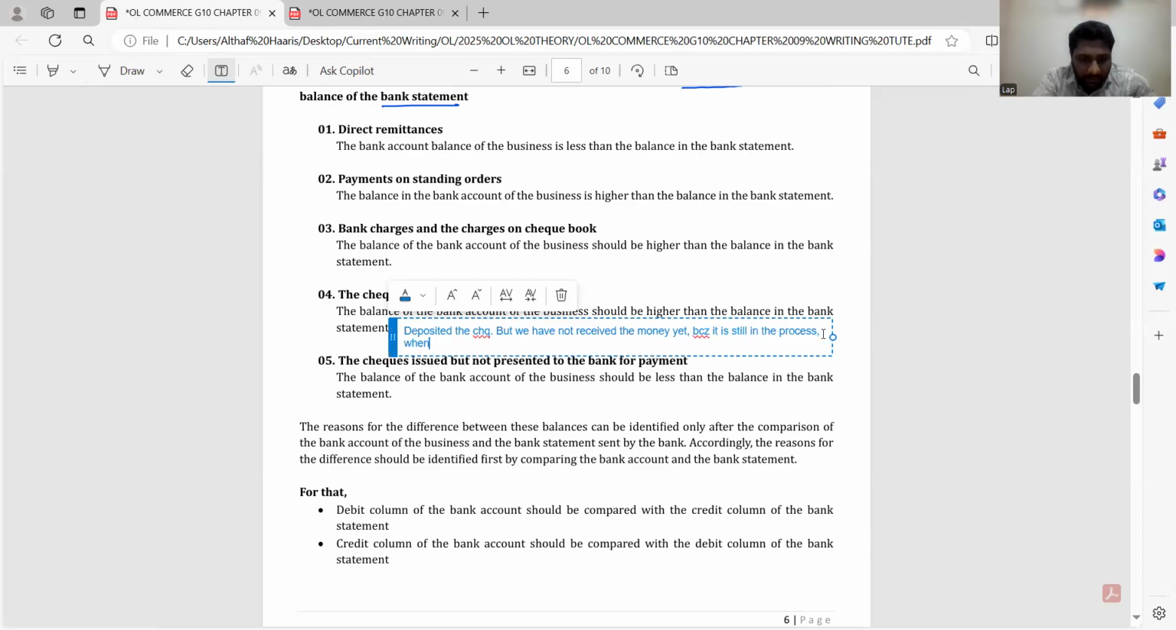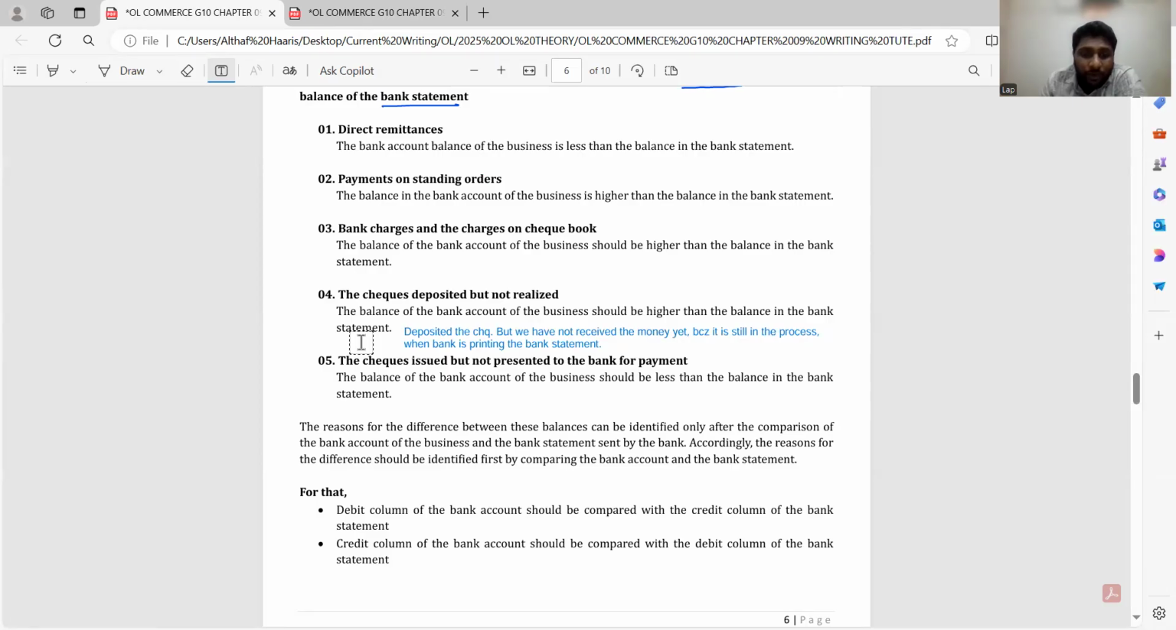When the bank is printing the bank statement, we deposited the check, but we have not received the money yet because it is still in process when the bank is printing the bank statement. Now let's move to the next one.